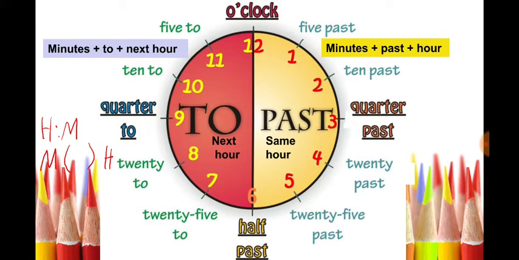And you have to remember that when I'm saying to, I have to say the next hour. The next hour is so important for to, only for the analog form. But for the digit form, no need for telling the next hour, just keep counting by 5 and tell me the same hour. Let's see.